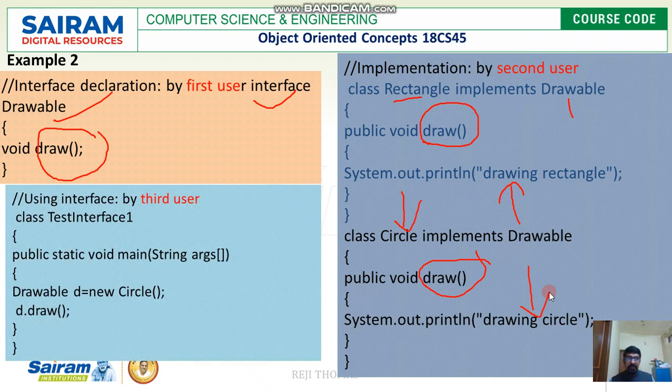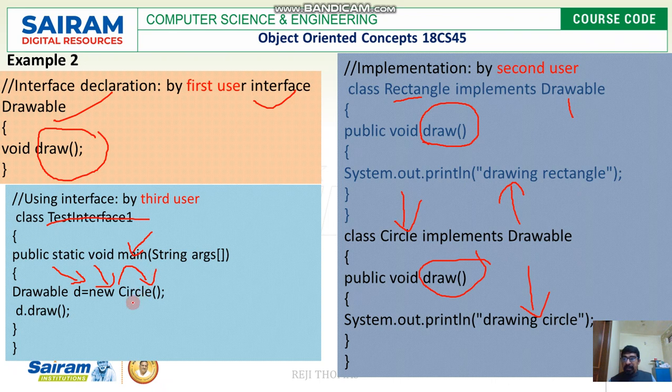Now let us see the third user. The third user has taken a class called test interface one, where we have got the main method. Inside the main method he has created the object. So he is creating an object of the class called drawable. Drawable is the interface, sorry, not the class. We cannot create an object of the interface, so we have to make use of the new operator with the class name, not with the interface name.